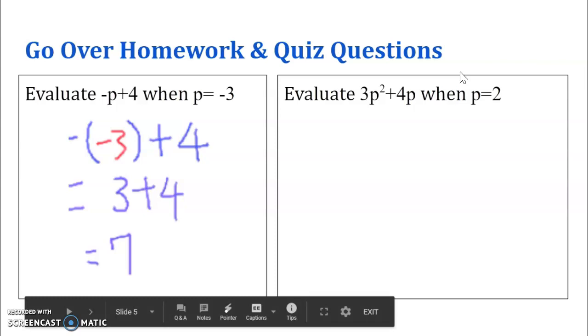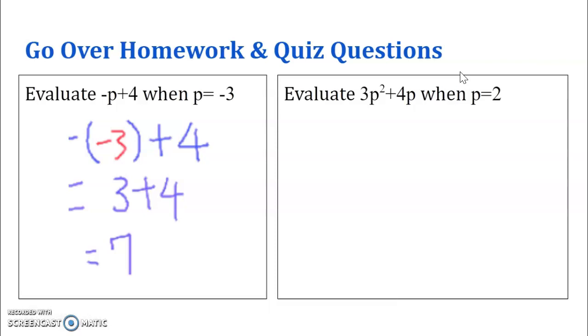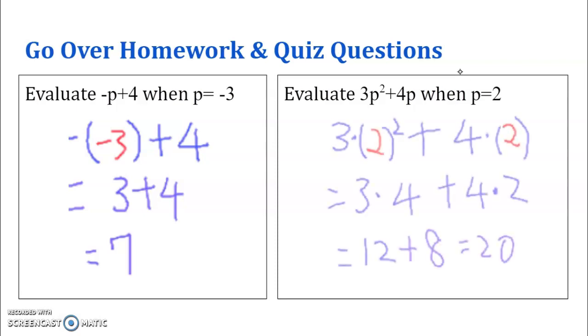What about the next problem? 3p squared plus 4p when p is equal to 2. Again, I'm going to write the expression with a parenthesis. Wherever I see a variable, I'm going to replace it with parentheses, and then I'm going to fill in whatever number we're given for that variable. So where p was, p is the same as 2 in value, so I am going to replace that and rewrite it like so. Okay, now we can evaluate this using the order of operations.